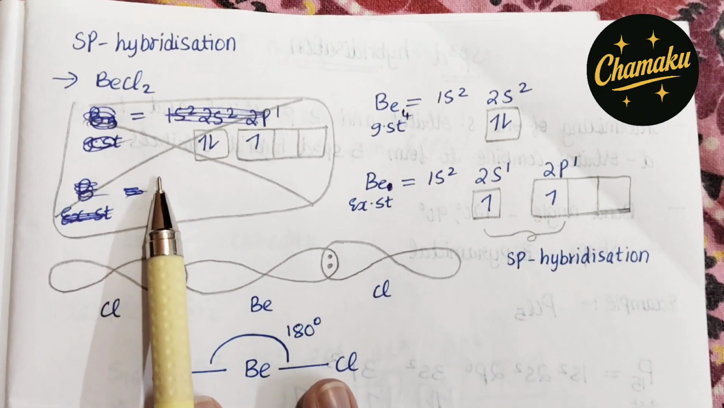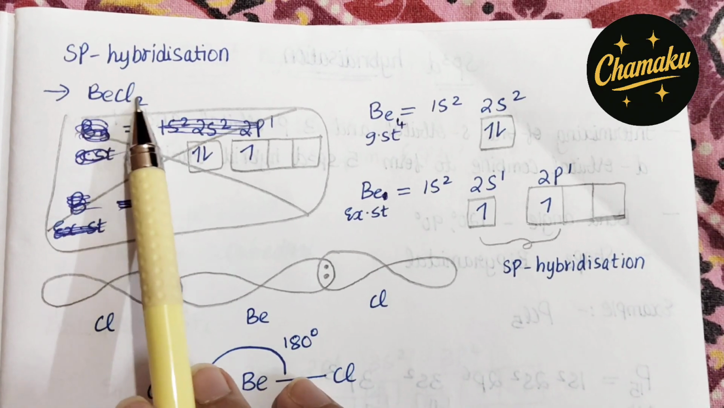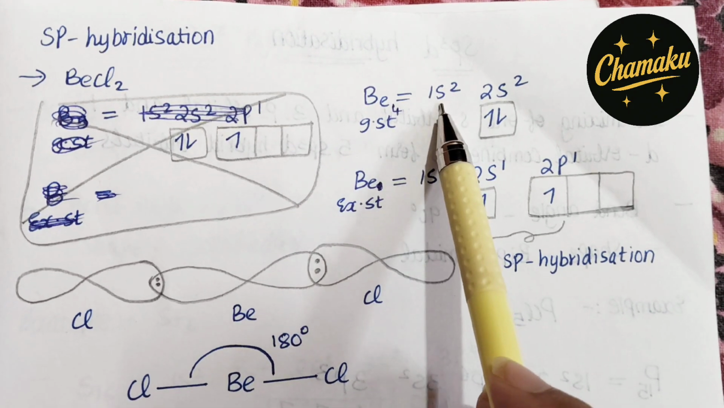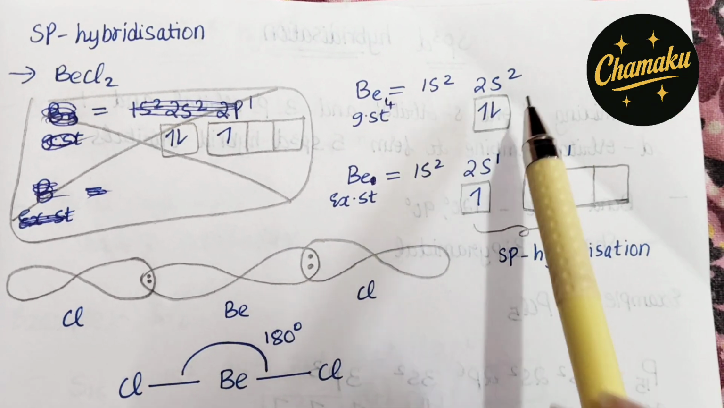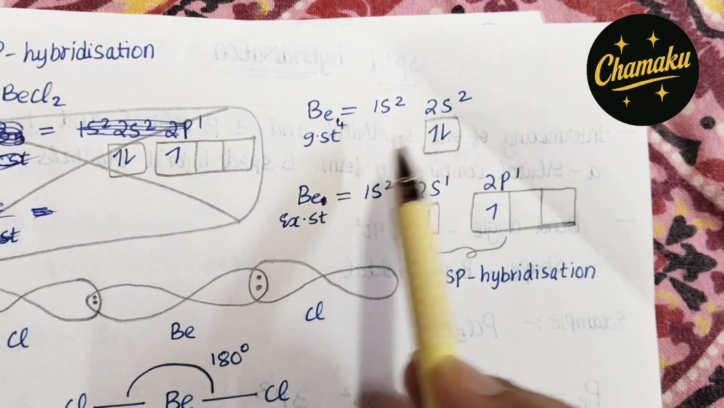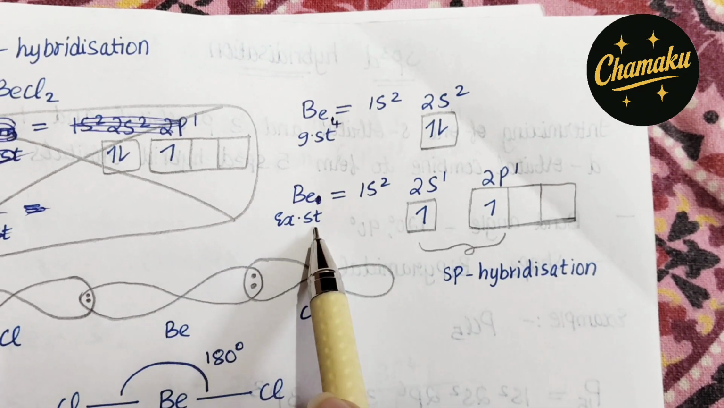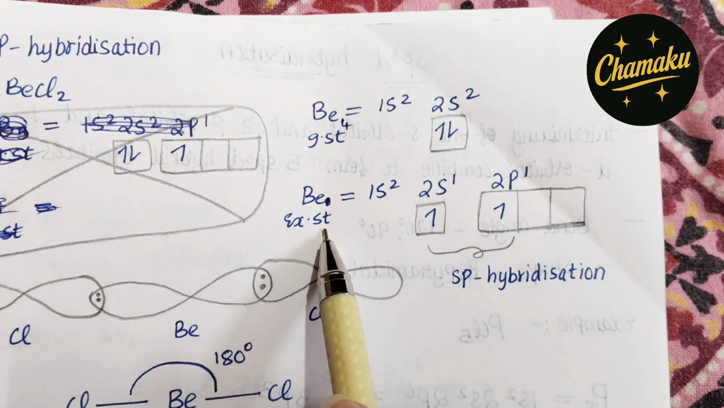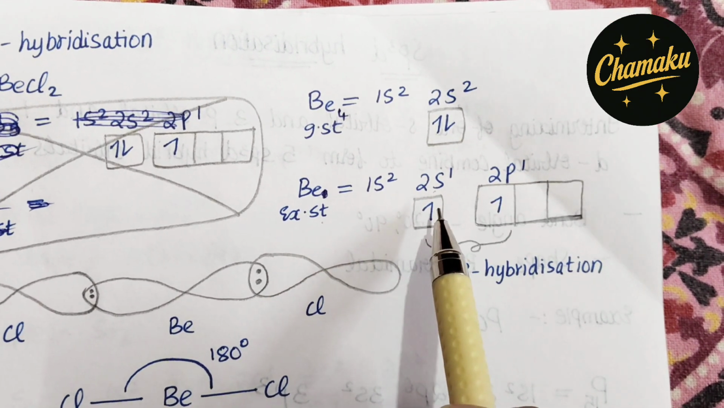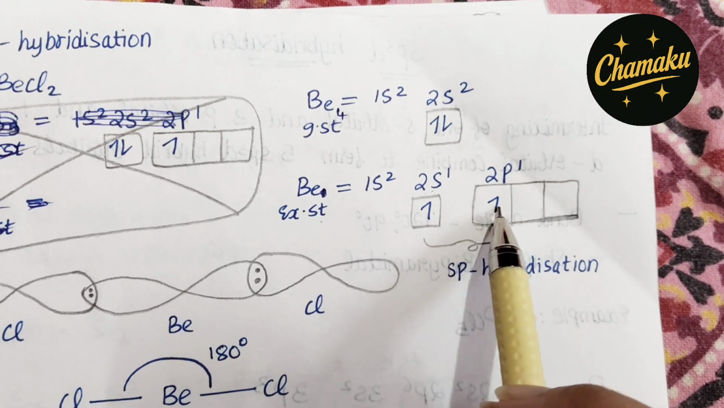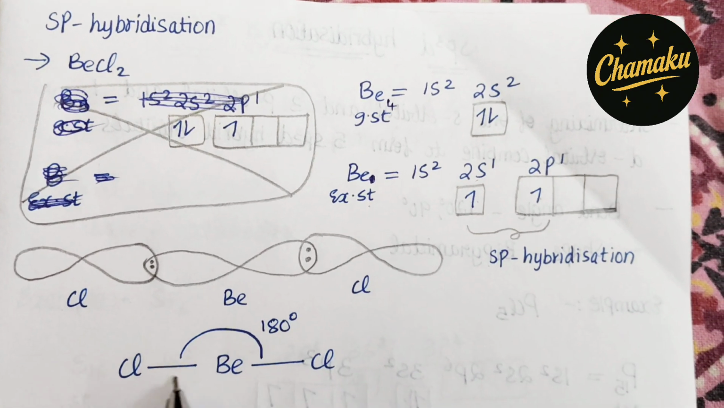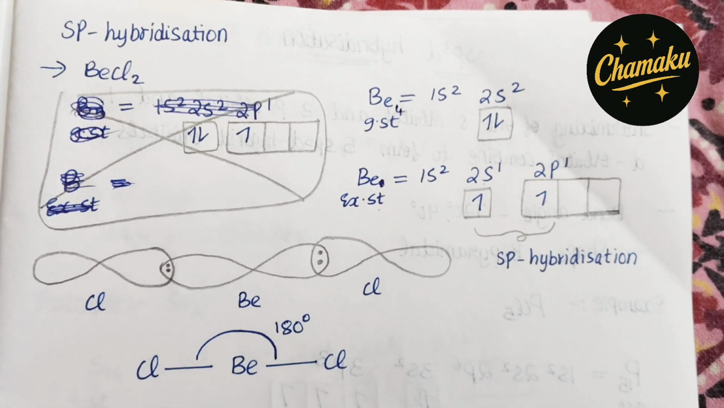So this is the example for sp hybridization, that is BeCl2. Beryllium atomic number is 4. So this is the electronic configuration 1s2, 2s2. As we can see, in 2s2 we have 2 electrons. This is the ground state configuration of beryllium and this is the excited state configuration of beryllium. From 2s2, one electron will be excited to the p orbital. So we will have one electron here and in the p also one electron. So this contributes sp hybridization. This is the diagrammatical form and this is also one molecular diagram.